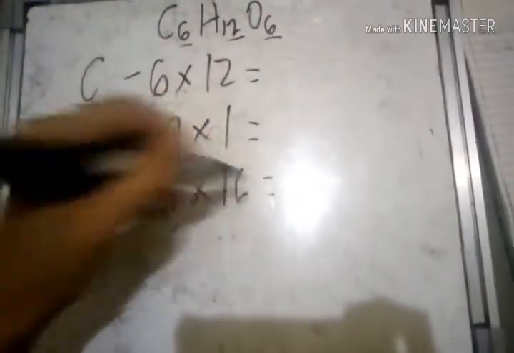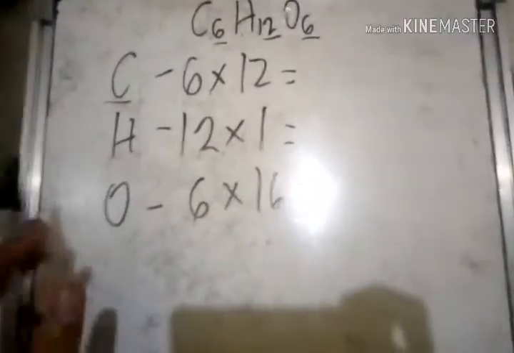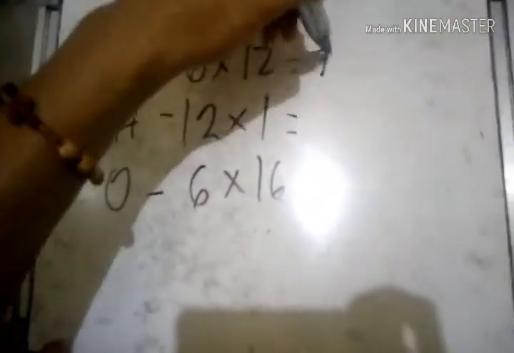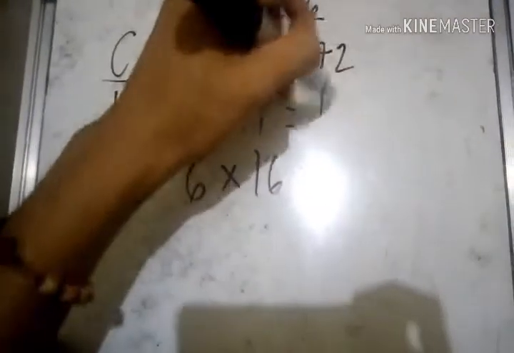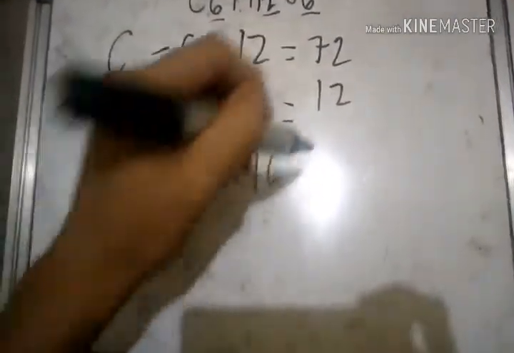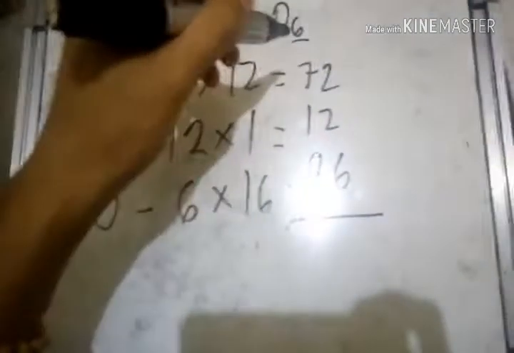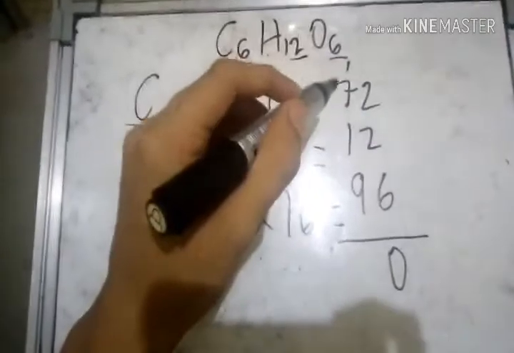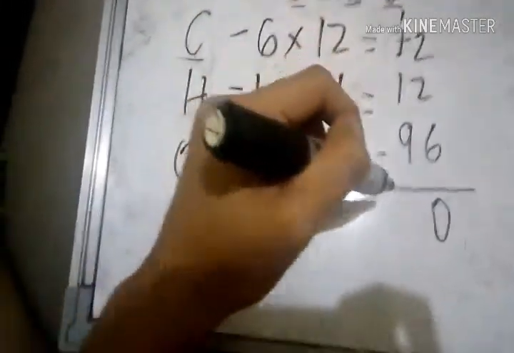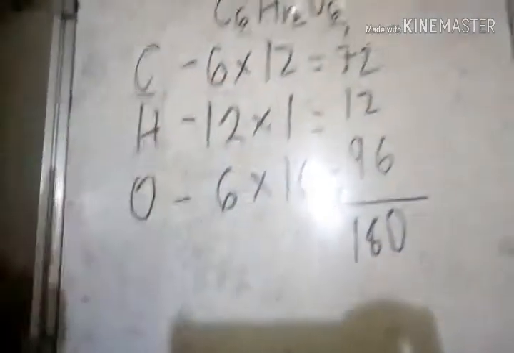So let's total it. Let's multiply it: 6 multiplied by 12 is equal to 72. 12 multiplied by 1 is equal to 12. And 6 multiplied by 16 is equal to 96. So now next step we have to add it all: 72 plus 12 plus 96 is equal to 180. So that is your formula mass.